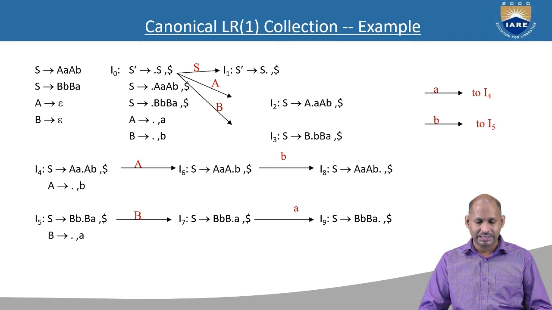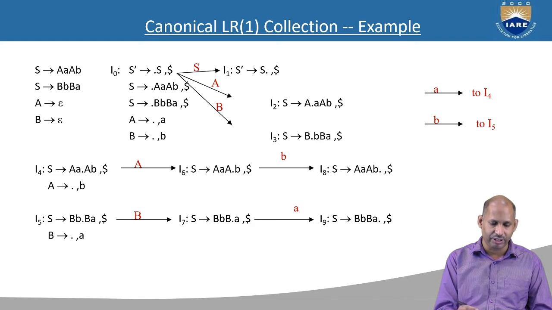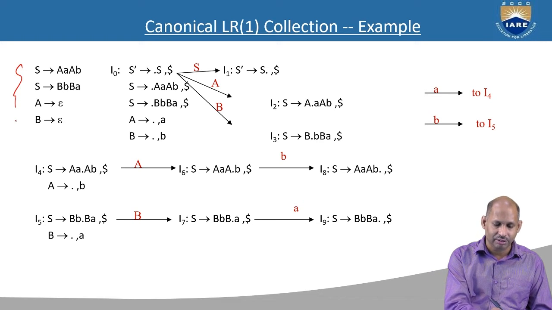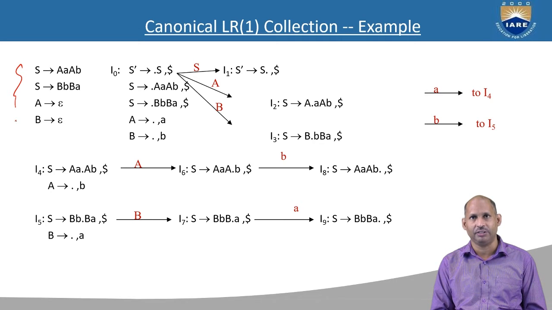Now this is the given problem. The first thing: what is the grammar given? This is the grammar that is given: S gives AaAb, S gives BbBa, A gives epsilon, B gives epsilon. This is the given grammar.